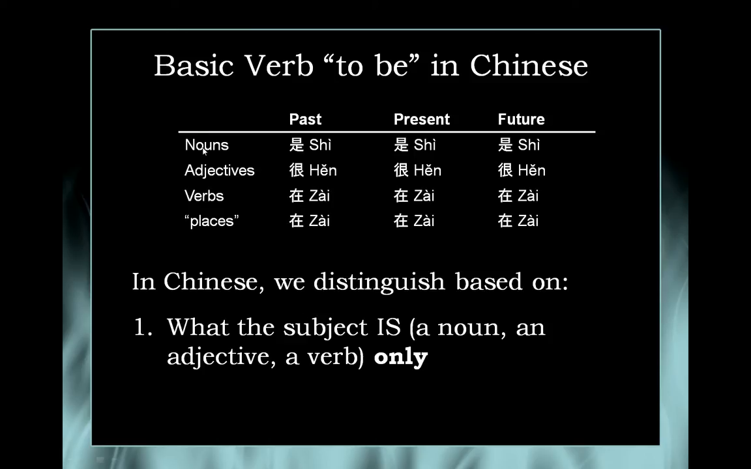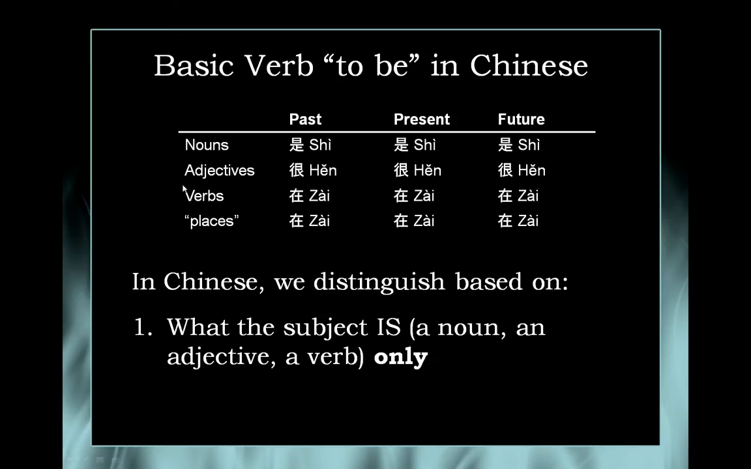However, what does change it is what you are talking about, what the subject is. Is the subject a noun, or are they an adjective, or are they a verb? So here are some examples, right? So first, let's start off with nouns. In Chinese, for a noun, it's 是. So if you say, for example, 我是 something, that means I am, but only for nouns, only if I am something like an engineer or a person.